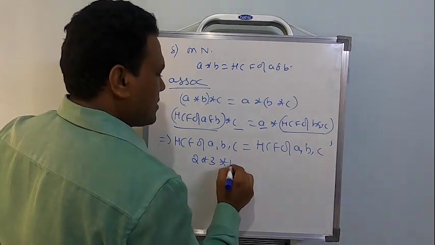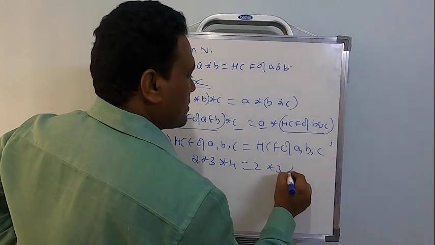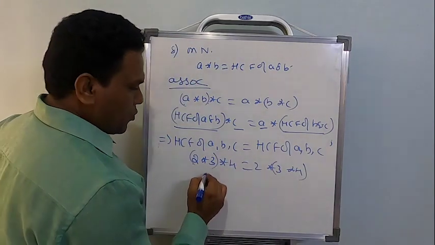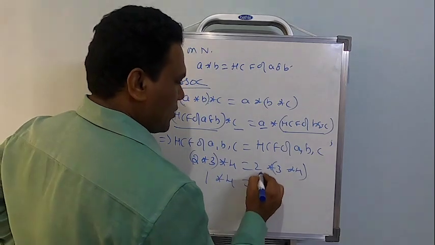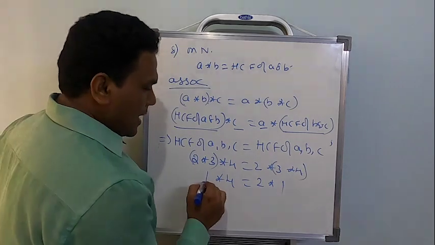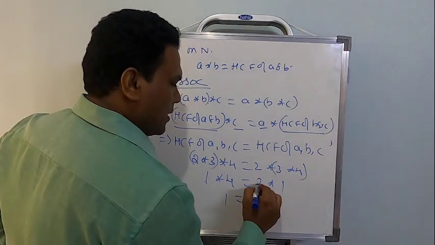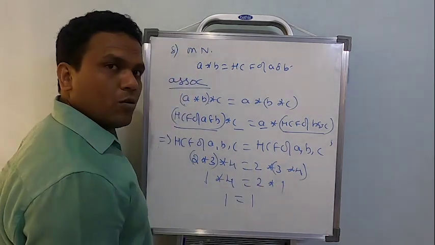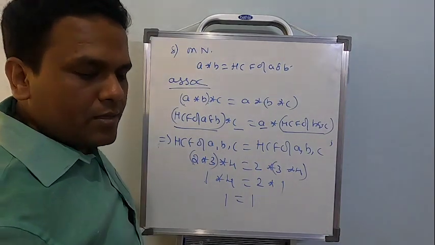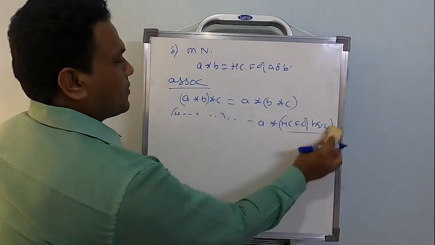2 star 3 star 4. Check with this example. (2 star 3) star 4: highest common factor of 2 and 3 is 1, 1 star 4 equals 2 star (3 star 4). Highest common factor of 3 and 4 is 1. Highest common factor of 1 and 4 is 1. Highest common factor of 2 and 1 is also 1. It's the same. So star is going to be associative.